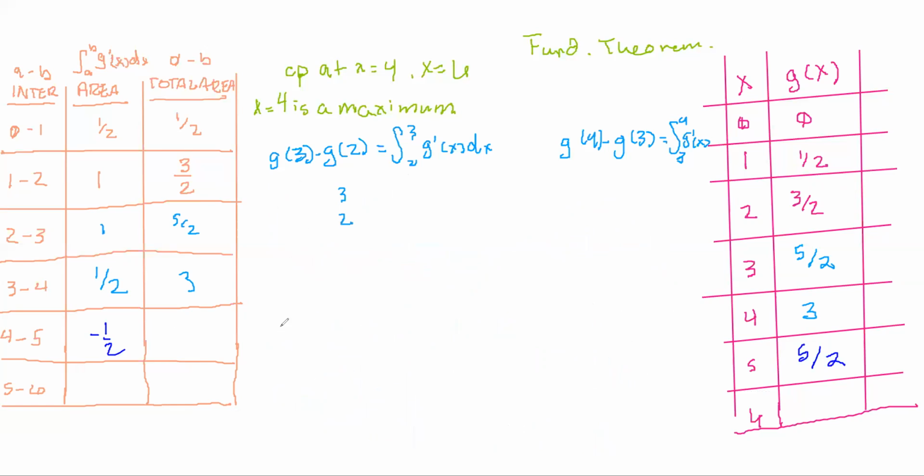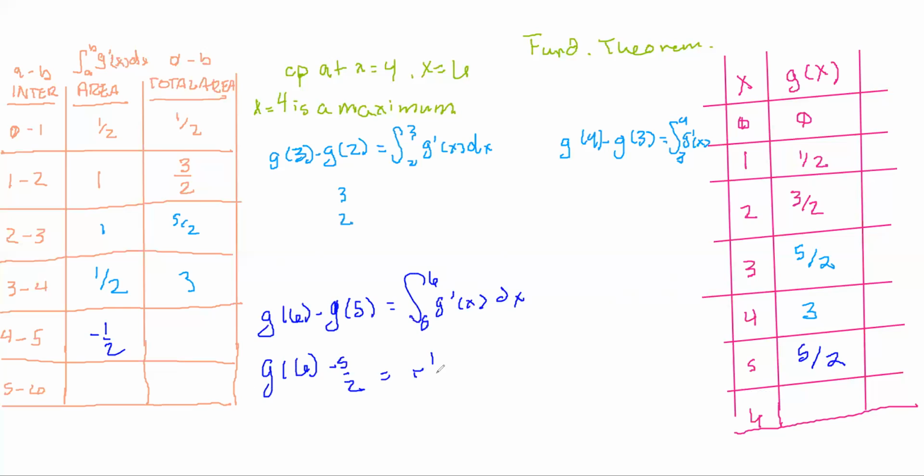So then we're going to have g of 6 minus g of 5 is equal to the integral from 5 to 6 of g prime of x dx. This is going to be g of 6 minus 5 over 2 is equal to negative 1/2. Add 5 over 2 to each side. So g of 6 equals 2, or 4 over 2.